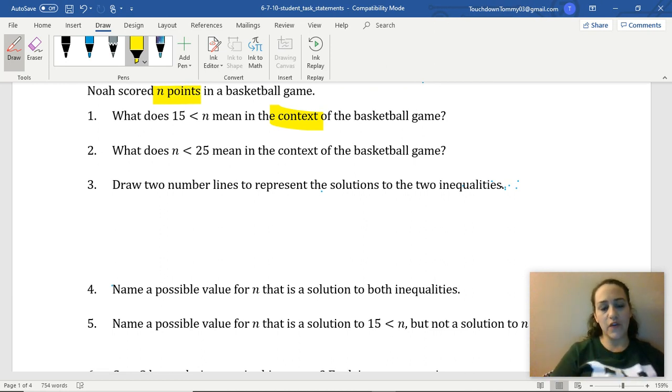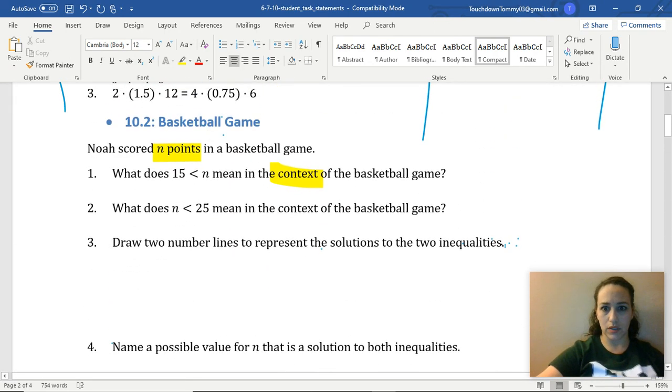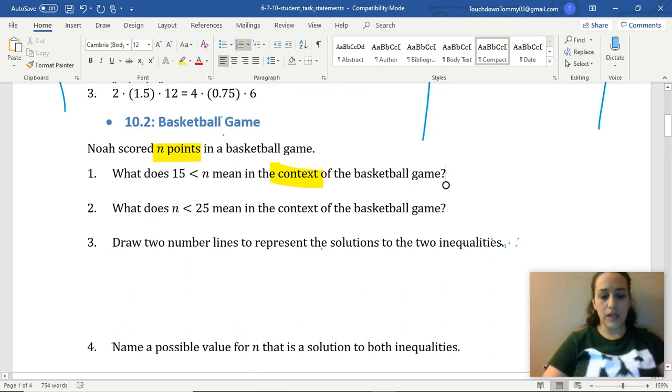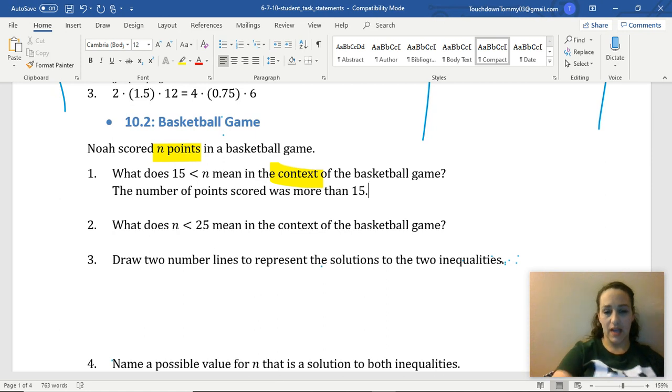So we could say 15 is less than the number of points. So if 15 is less than the number of points, then the number of points that were scored must be greater than, more than that. Okay, I was going to try and type. There we go. So in this situation, what this means then is that the number of points scored was more than 15, because 15 is less than N.